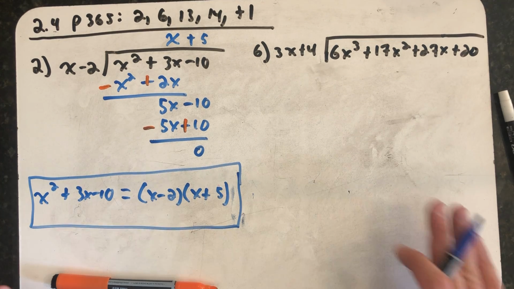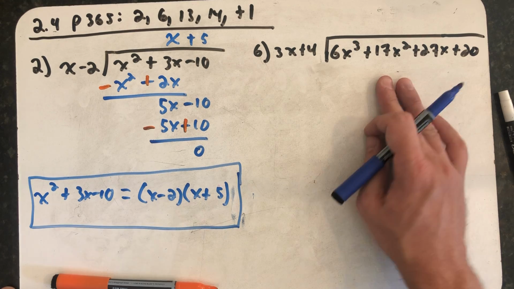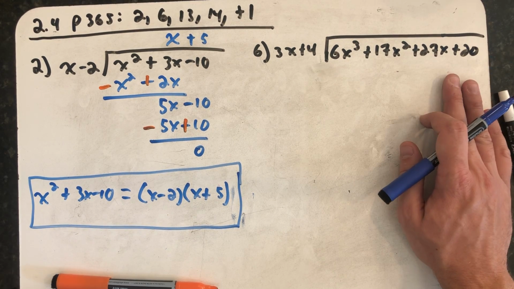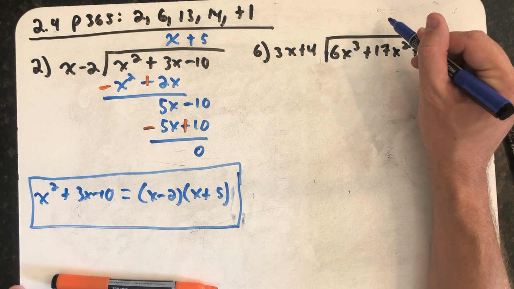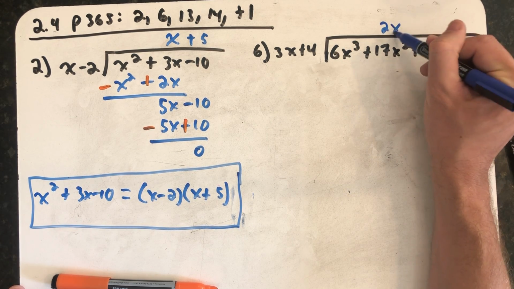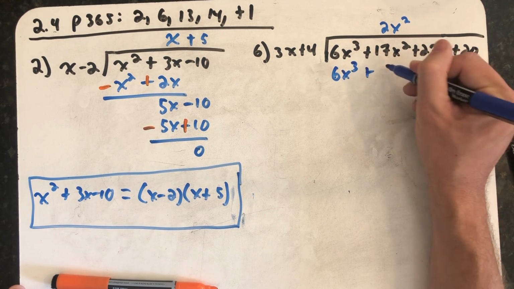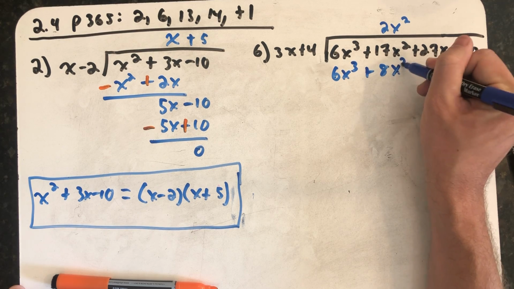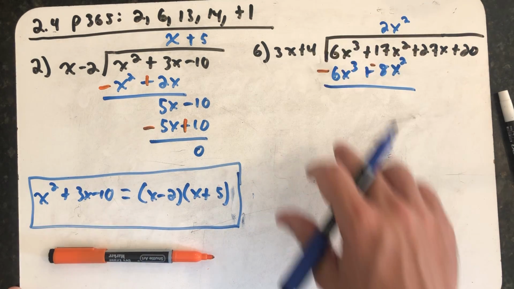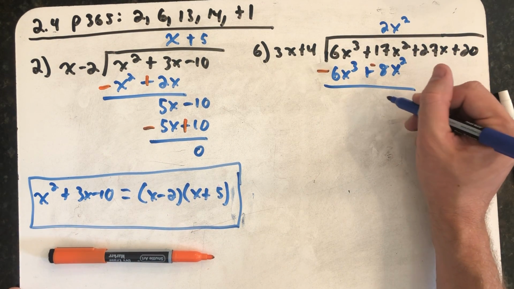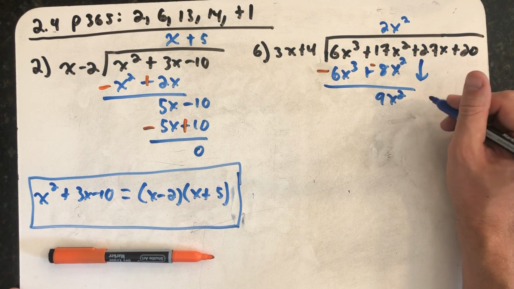All right, so in number 6, 3x plus 4 divides into 6x cubed plus 17x squared plus 27x plus 20. How many times does 3x go into 6x cubed? Well, 2x squared times. So again, I multiply, just thinking about distributing. Now I need to change all those signs to subtract. The 6x cubes cancel, and I'm left with 9x squared when I do the subtraction here. And then I need to bring down a 27x.